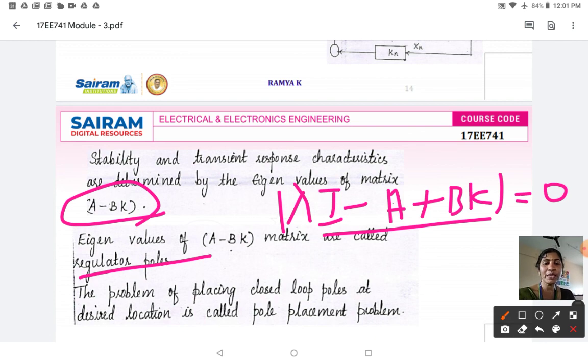The problem of placing the closed loop poles at the desired location is called the pole placement problem.